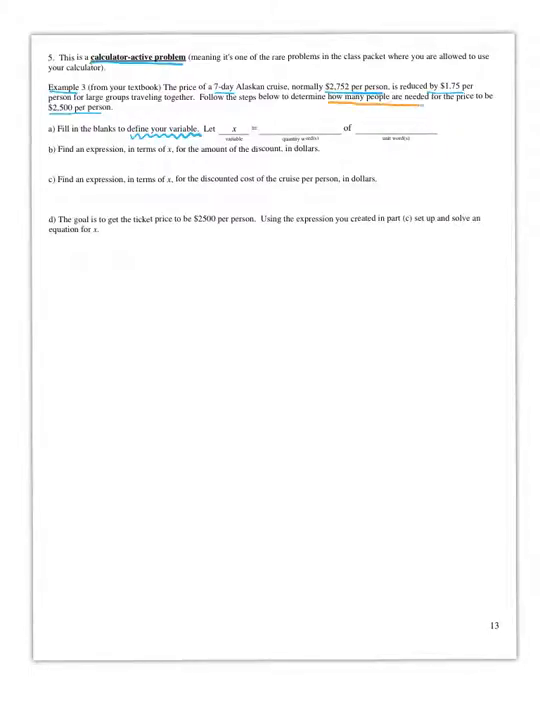The question asks how many people are needed. So I'm going to define my variable to be X is equal to the number of people in our group. Let's find an expression in terms of X for the discount. The discount is $1.75 per person. So our discount is going to be 1.75 times the number of people, which is X. So 1.75X.